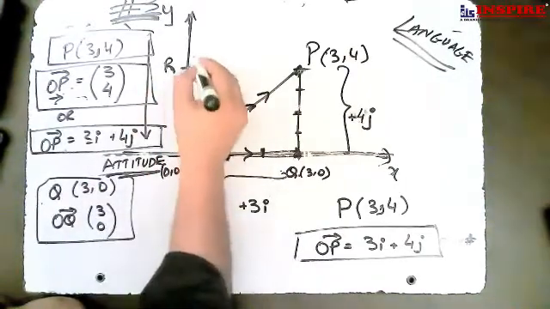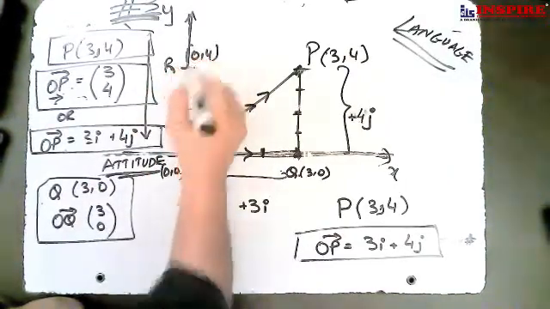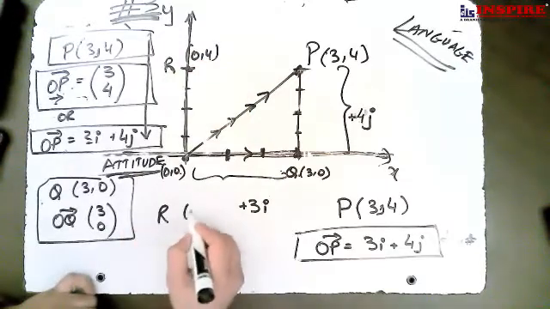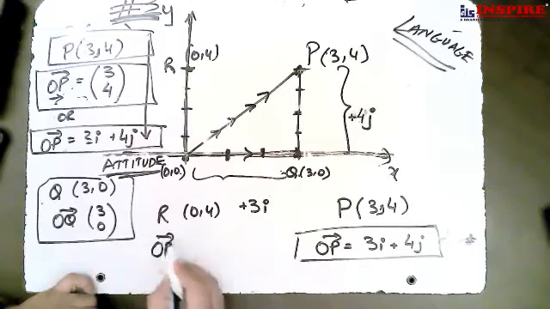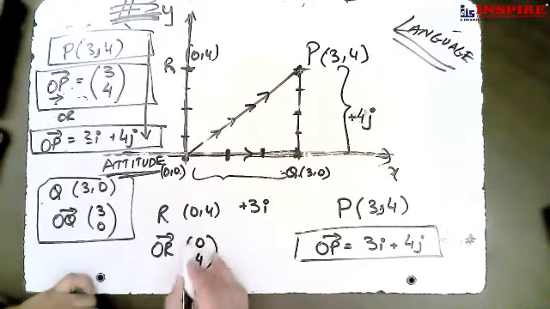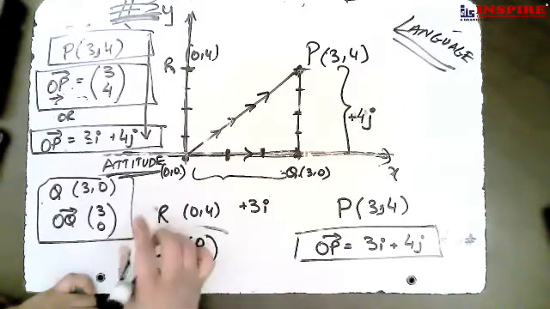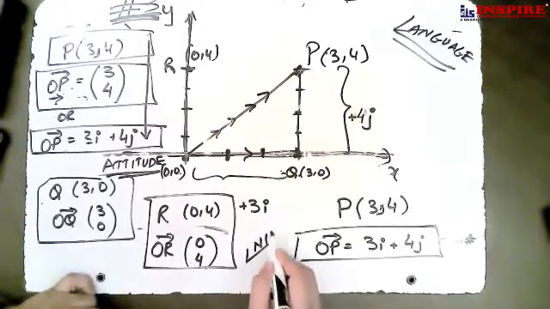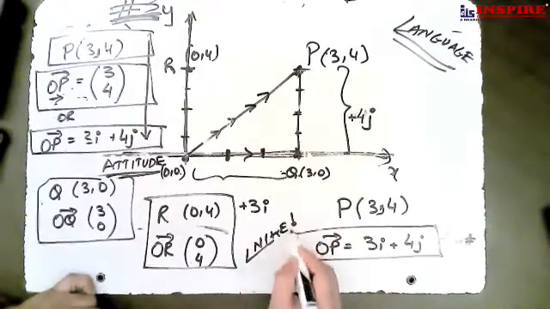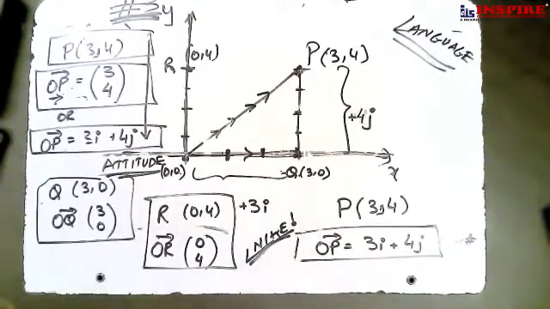What are the coordinates of R? 0, 4. So R is 0, 4. And how do you write OR then? 0 in the i, and 4 in the j, like this.